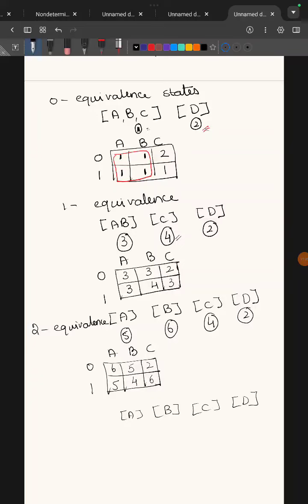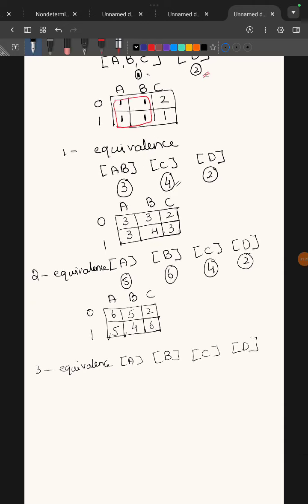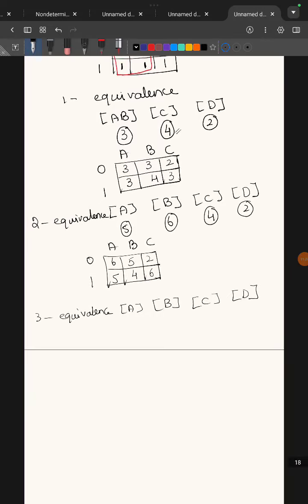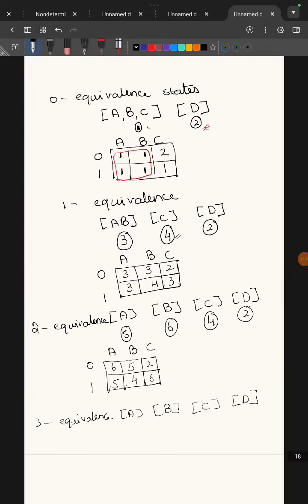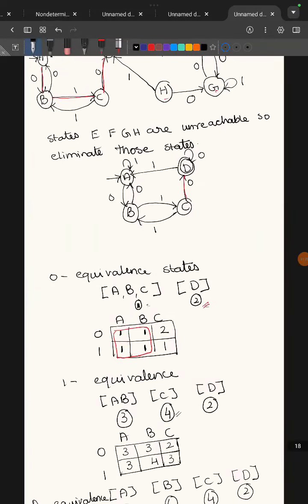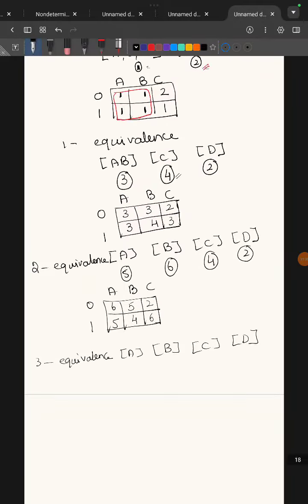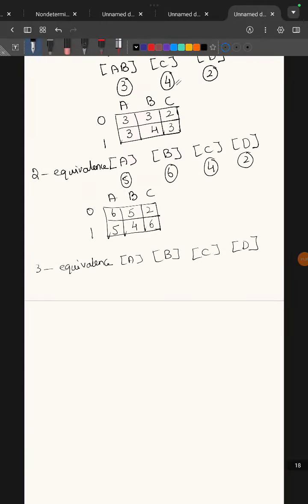Okay, so this is your third equivalence. So this is just 4 marks according to the Padma Reddy book, but they have given you 10 marks. So with this only we have to draw the diagram. So the diagram remains the same because we have not minimized the DFA. The number of states were 4. It remains the same only. So this is the diagram.